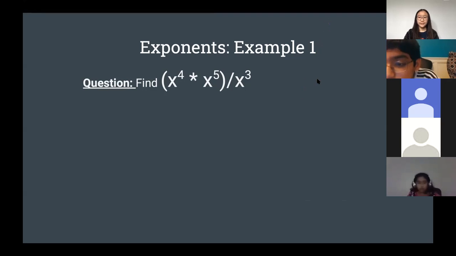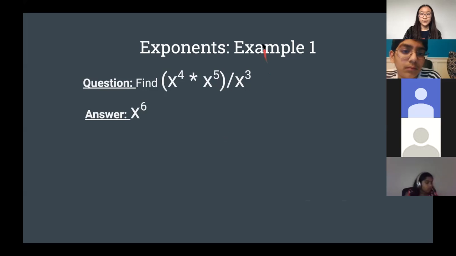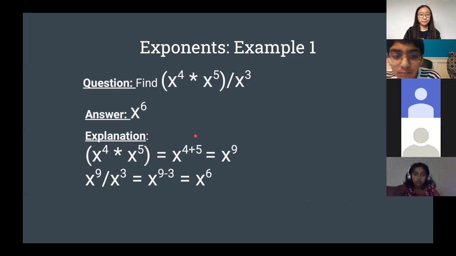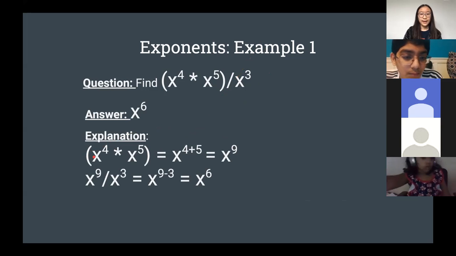Okay, it looks like you guys are getting a lot of different answers, but I do see a bunch of correct ones as well. The answer is x to the 6th, and here's why. First, we multiply x to the 4th times x to the 5th, where you have to add the exponents, and that equals x to the 9th.